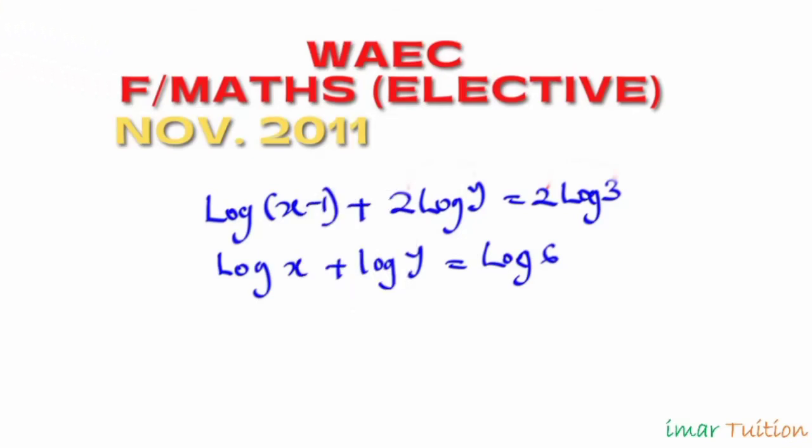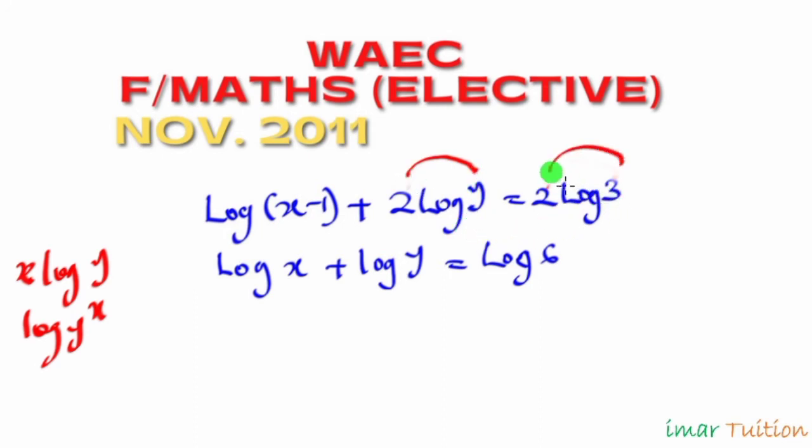We have log(x - 1) + 2 log y = 2 log 3, and log x + log y = log 6. From our laws of logarithms, you remember that if you have x log y, it can be rewritten as log y to the power x. So our 2 here will become the power for y, and our 2 here will become the power for 3. This is equation 1, and this is equation 2.